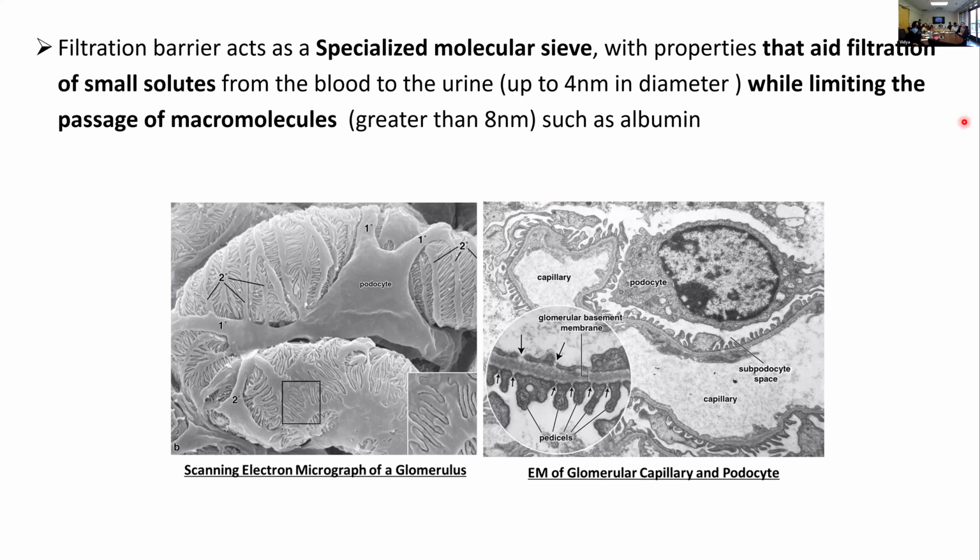As I said, it allows only small molecules from the blood to pass into the urine, up to 4 nanometers in diameter, while limiting the passage of macromolecules such as albumin and others.